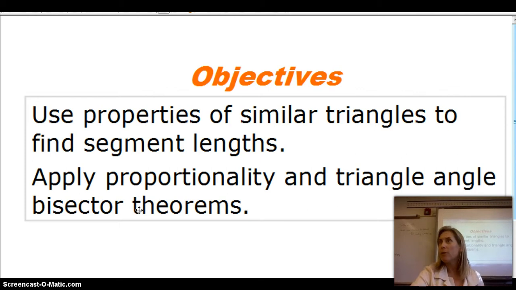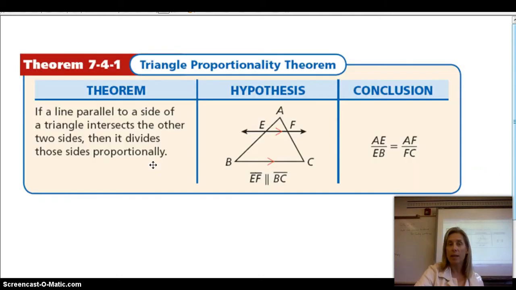Okay, the objective today is we're going to use properties of similar triangles to find segment lengths. We're only working really on the first objective today. Tomorrow you will apply proportionality and triangle angle bisector theorems. That's tomorrow. So today we're looking at similar triangles to find their properties in order to find segment lengths.